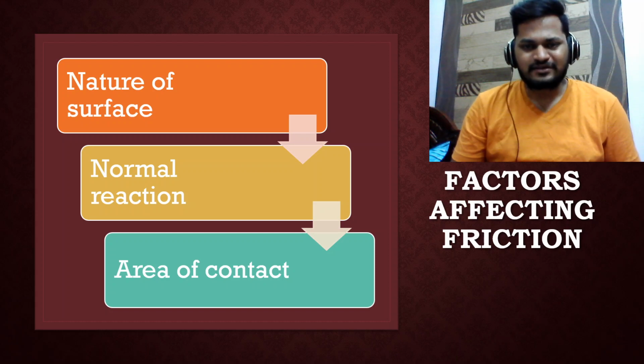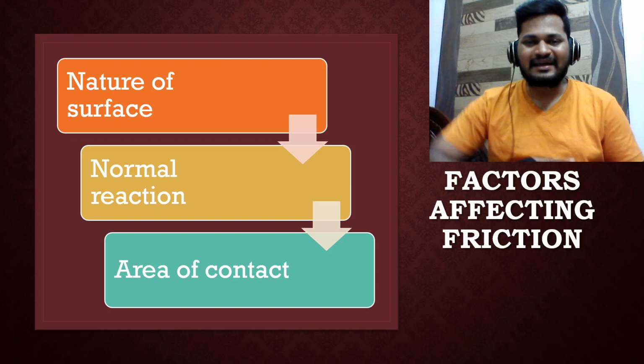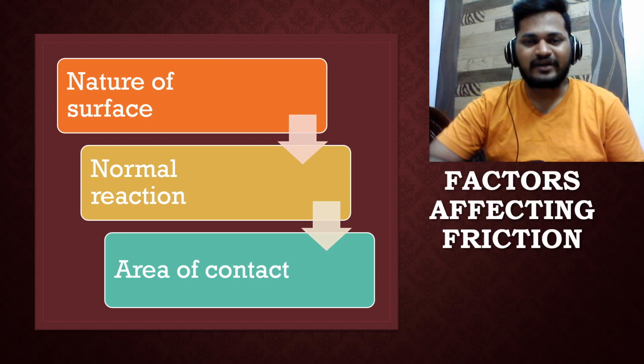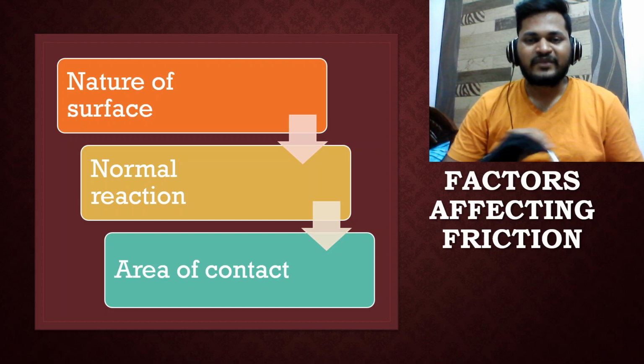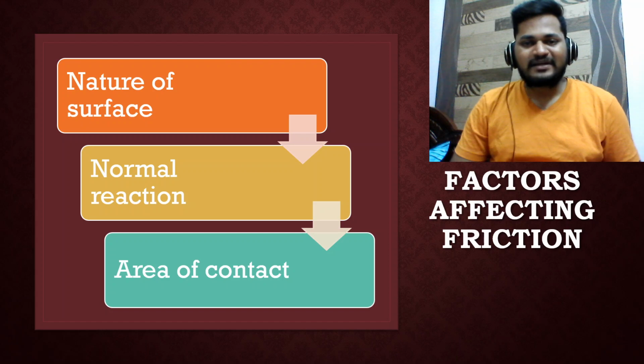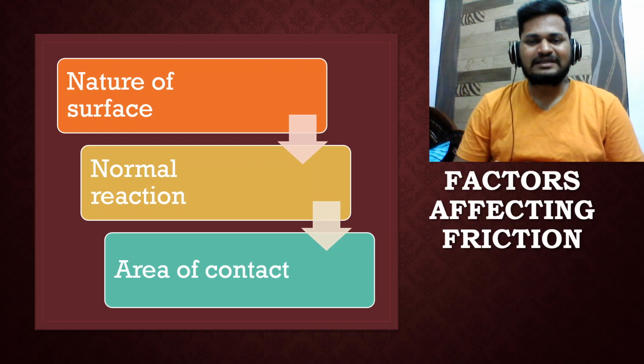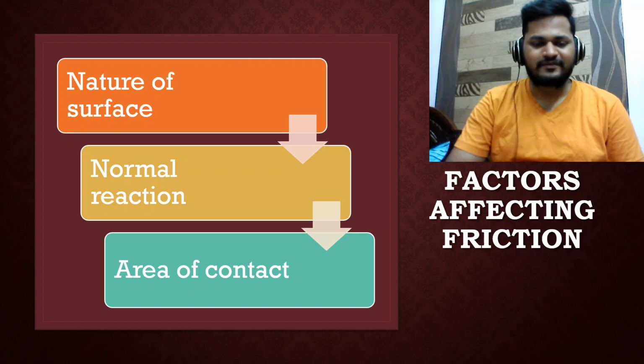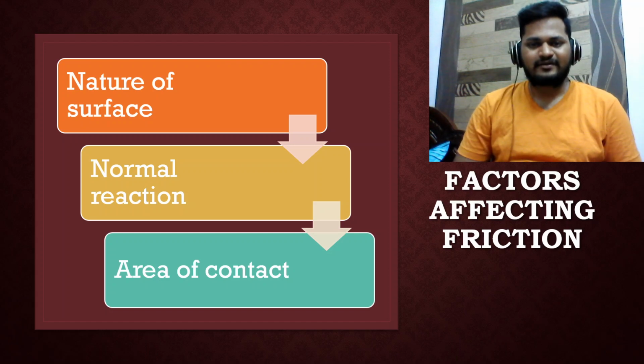Okay, in class 8 also you would have learned that because of the interlocking of irregularities of the surfaces, friction will be acting. So greater the irregularities, greater the friction. Okay, then normal reaction. So friction depends on normal reaction. Greater the normal reaction, greater the friction, that we'll see in the coming topics. Then area of contact. So friction is independent of area of contact.